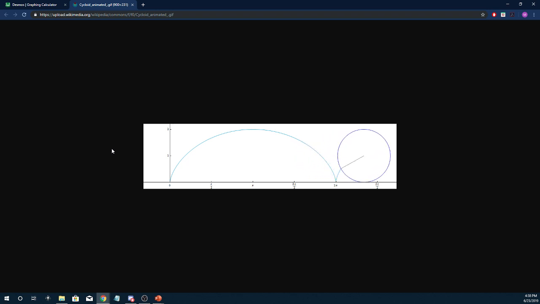This sort of curve would actually be really difficult to represent as a rectangular equation, but we have these relatively simple parametric curves that we can use to represent this cycloid.